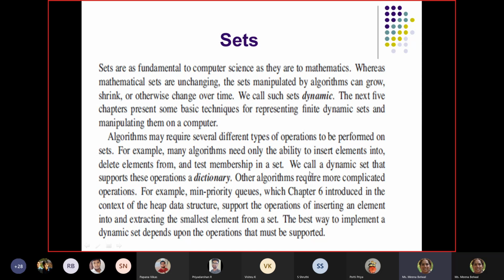What is a dictionary? It's a dynamic set. Dynamic set means it is not fixed. It can grow, it can shrink, or it can change over time. So a dynamic set which is able to perform these 3 operations, inserting an element, deleting an element, and testing membership, is called a dictionary. There can be other algorithms which may require more complicated operations, but in this course, whenever we use the term dictionary, we will assume it is a dynamic set which can support these 3 operations.